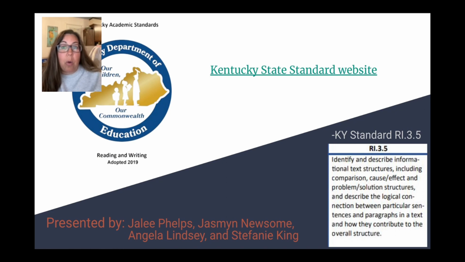Today, we will be going over Kentucky Standard RI.3.5, which states, identify and describe informational text structures including comparison, cause-effect, and problem-solution structures, and describe the logical connection between particular sentences and paragraphs in the text and how they contribute to the overall structure.